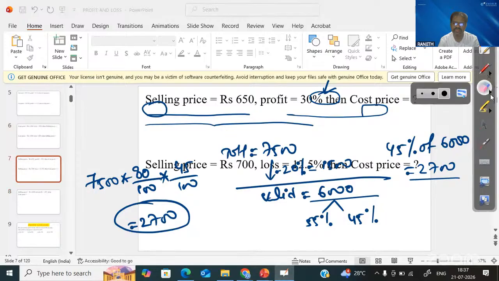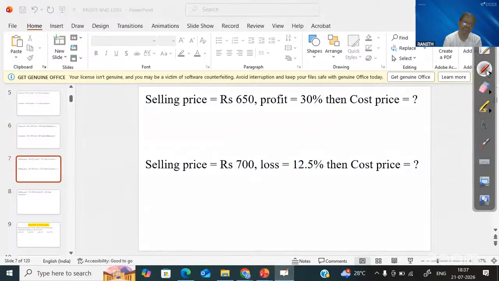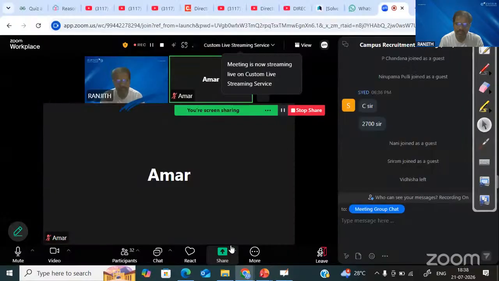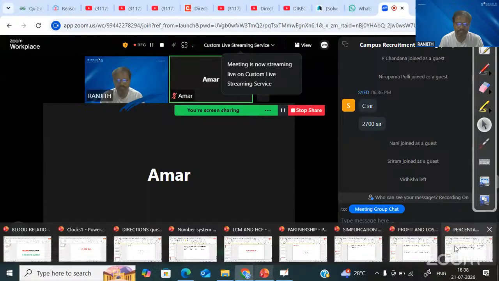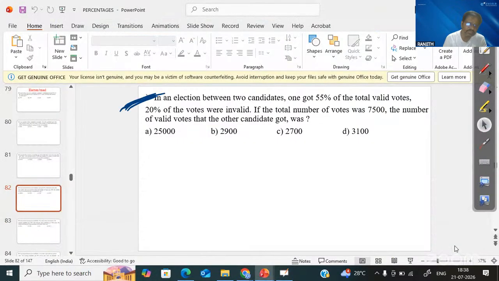So what is the answer for this one? So what is the answer for this? Can you please tell me what is the answer?